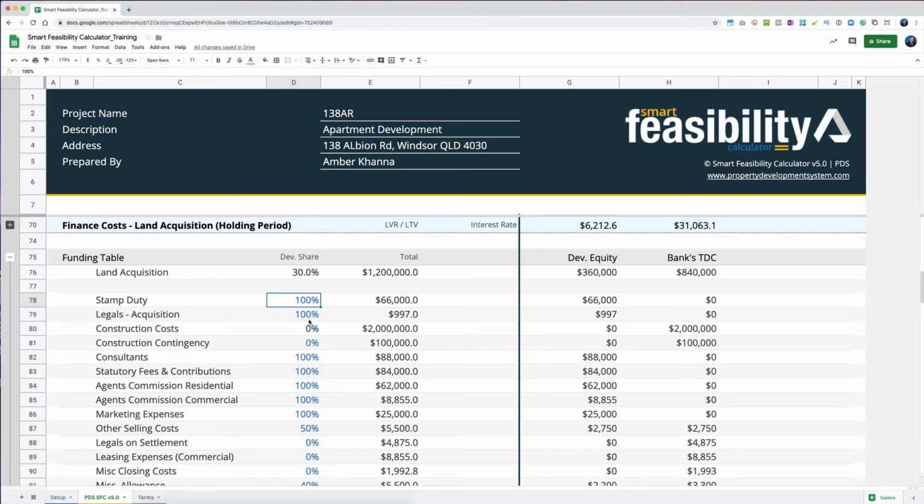You've got legals on acquisition. Now these may be considered as part of the total development cost, so in this scenario, I'm going to make it zero. And then we've got construction costs. Usually all construction costs, if you've got a signed contract with the builder, they will consider that, or the bank will hire their own quantity surveyor and use that figure, whichever is lower.